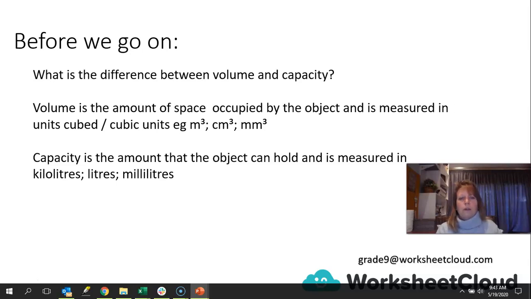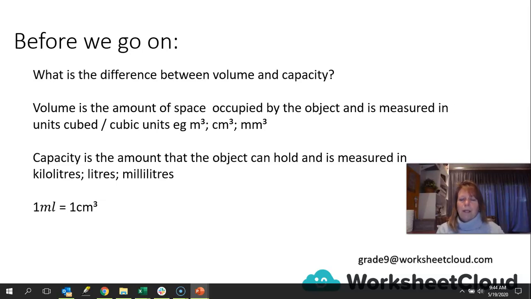So in other words, if you think of a Coke bottle, the amount of space that it takes up would be its volume, but what's inside it is its capacity. So very often when we look at things in the shop, we won't see the cubic meters, we will actually see the liters, the milliliters, or sometimes it goes by weight. Okay, but the capacity is what would be inside the object, and the volume is the amount of space that the object takes up. All right, but we need to remember this.